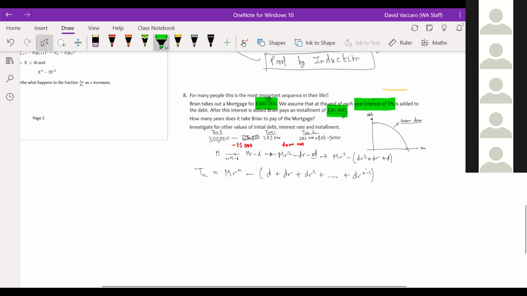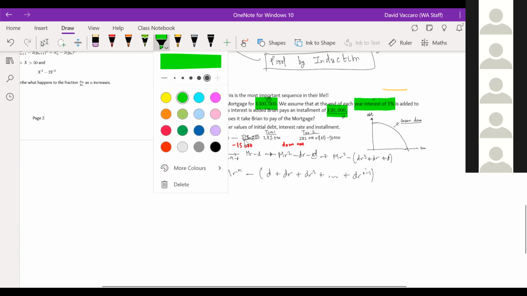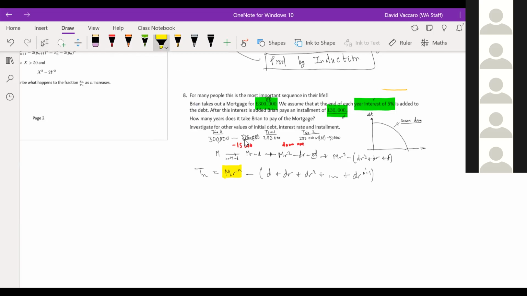Now, this formula should make sense to people, okay? Because the MR^n, let's put your economist hat on, that makes sense because that's just the initial mortgage of M, but then interest has been added n times. And every time we add interest, we just multiply by an extra R. But now, if we think of the installment payments, the most recent installment payment is just D. And that's just been added at the beginning of the year, so no interest has been added on it.